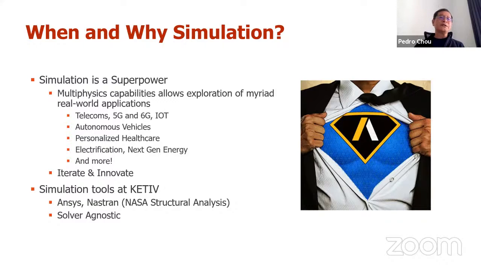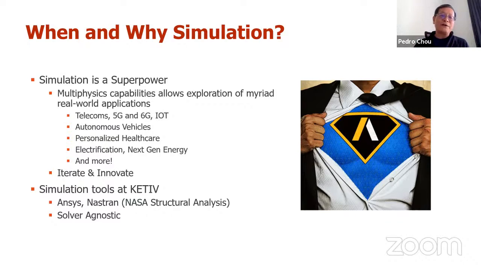Okay, so here at KETIV today, the presentation is going to focus on Nastran. And by the way, Nastran stands for NASA Structural Analysis. It was developed within NASA during the space program, when JFK made that famous speech saying we are going to put a man on the moon by the end of this decade. And Nastran is based off that original Nastran program that was developed at NASA.